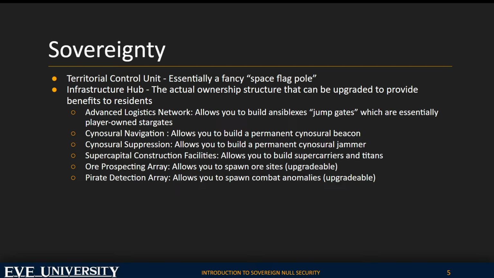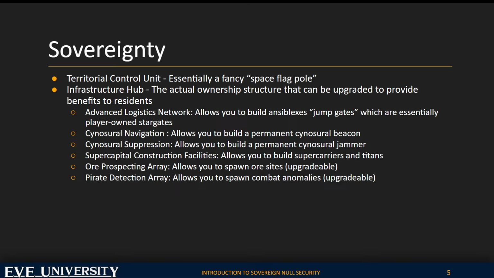So the first one is the Advanced Logistics Network, and it allows you to build Ansiblexes, which are basically just Stargates that players own and control. There's the Sinusoidal Navigation, which allows you to build a permanent sinusoidal beacon. You can also upgrade it to have a sinusoidal suppression, which allows you to build a permanent sinojammer. It also allows you to online the super capital stand-up module for structures. So this allows you to build super carriers and titans.